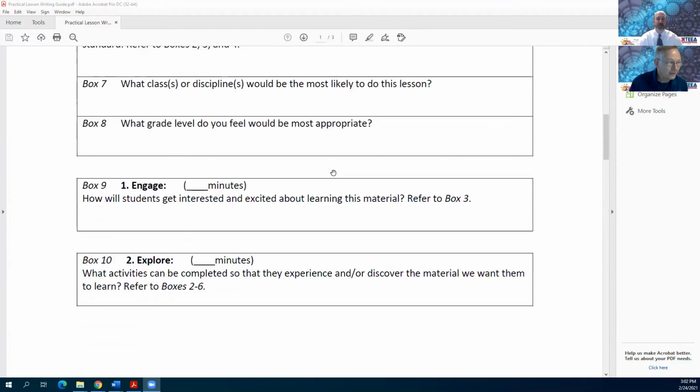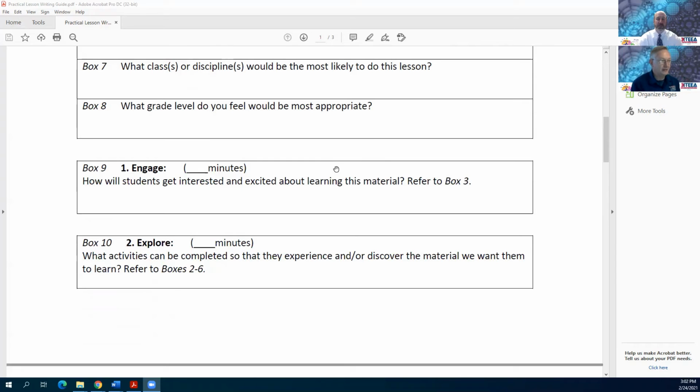That guides everything else. Now, box number 9, that engage section. How will students get interested and excited about this? So we've got this topic on welding. I want to go through what is a 6013 rod. Well, why would a kid want to get excited about a 6013 rod? Well, come up with something.